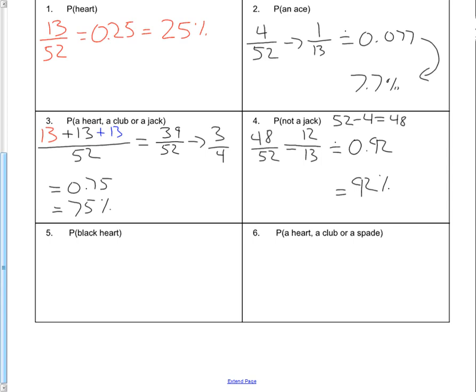So again, sticking with this same idea, we want to figure out the probability of pulling out a black heart. It's important for us to know that in a standard deck of cards, there are 2 suits that are red and there are 2 suits that are black. The clubs and the spades are black in color, whereas the hearts and the diamonds are red in color. So if we want to figure out the number of black hearts, that could be either a black club or a black spade, and there's 1 heart.